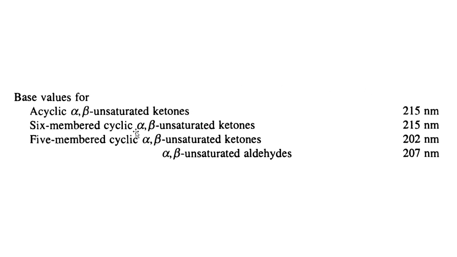While 6-membered cyclic alpha beta unsaturated ketones will have a base value of 215 nanometer, same as acyclic alpha beta unsaturated ketones. Whereas 5-membered cyclic alpha beta unsaturated ketones will have a lambda max of 202 nanometer. That is, the base value for 5-membered cyclic alpha beta unsaturated ketones is 202 nanometer. While alpha beta unsaturated aldehyde will have a base value of 207.